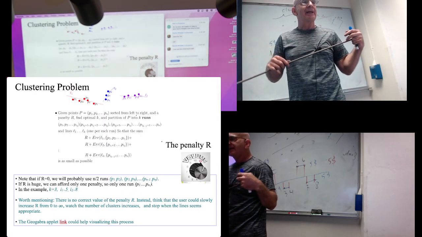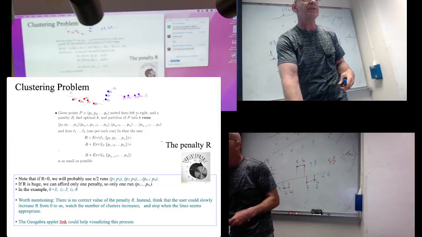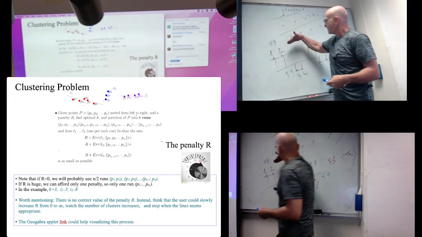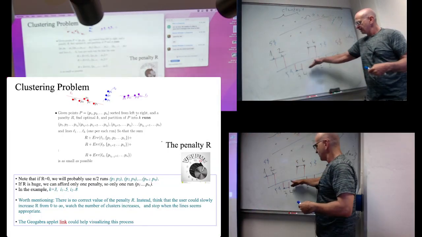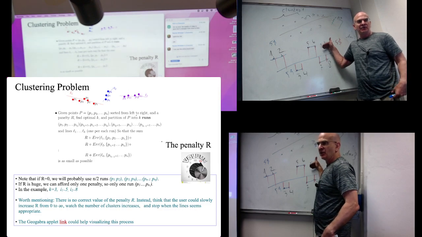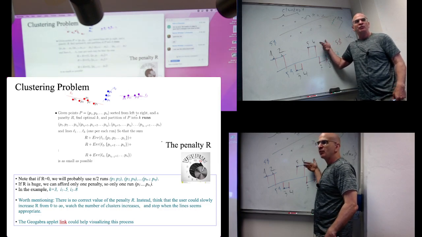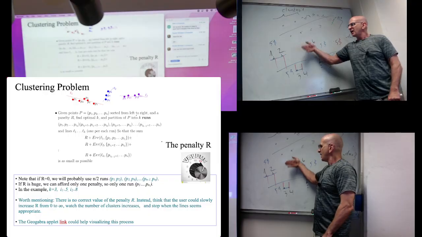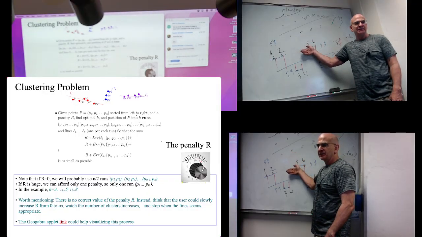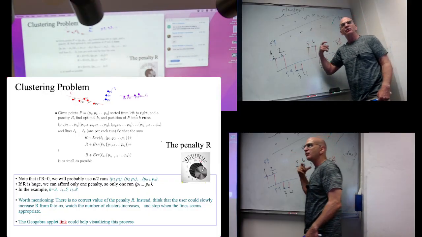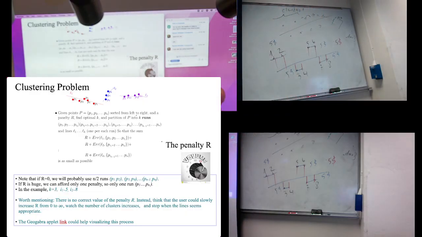There is no correct answer to how many clusters they need. The user needs to look at what clustering I gave for this number of clusters, this penalty, and say, I like it or I don't like it. There is no correct value of the penalty for R. It's something that the user needs to decide or play with, but for every value of R, the problem is well defined. It's a nice optimization problem.